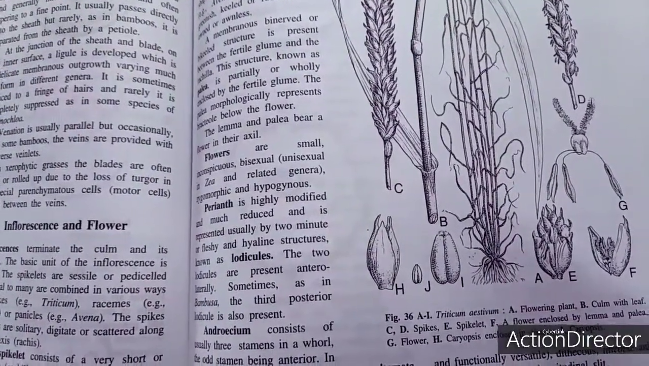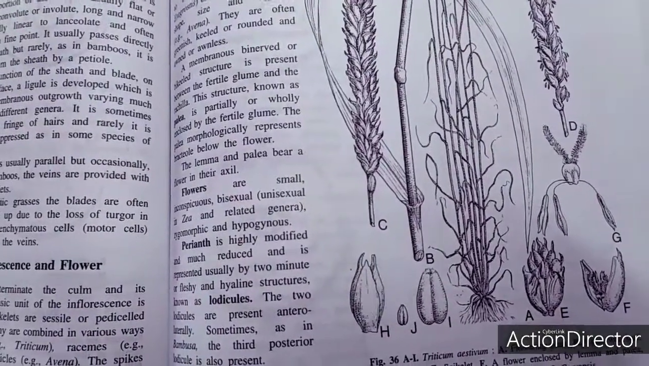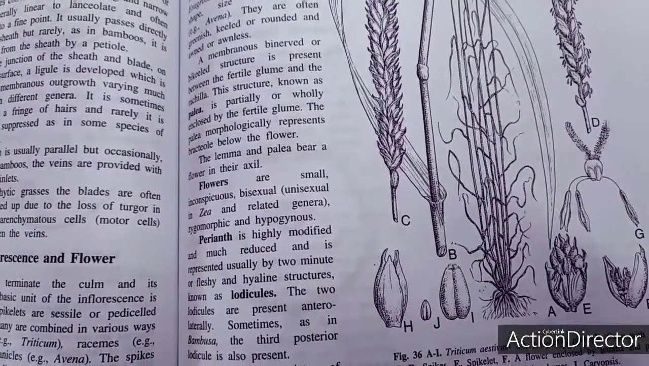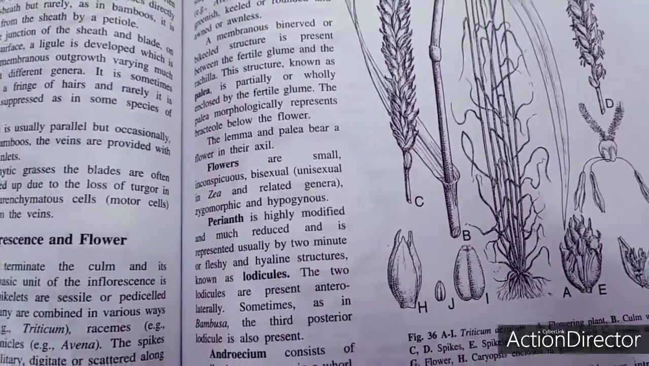In xerophytic grasses, the blades are often folded and rolled up due to the loss of turgor in special parenchymatous cells, the motor cells between the veins.